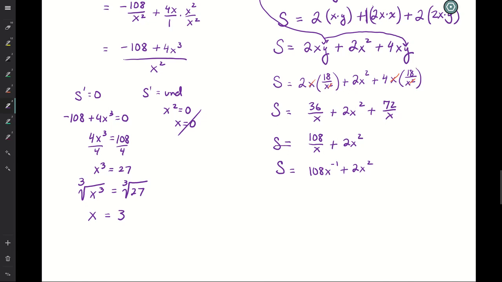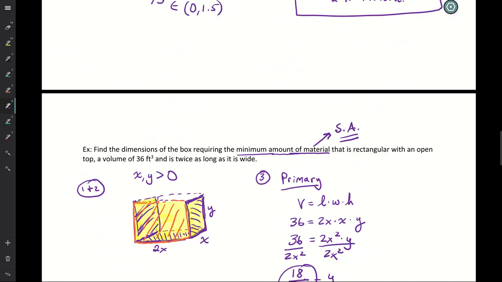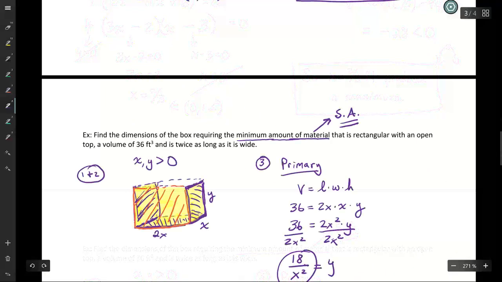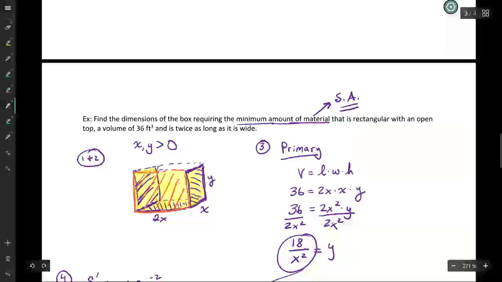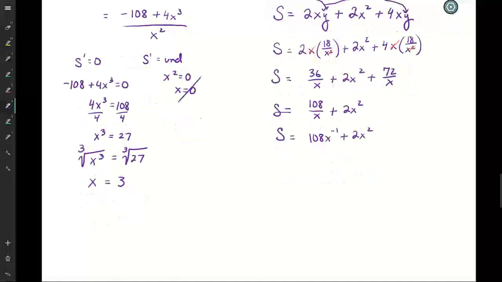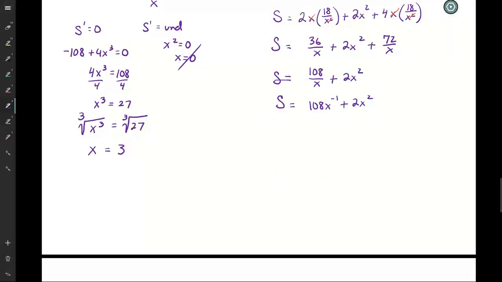We don't have to worry about endpoints because this is not a closed interval type problem. We said that our x's and y's both had to be bigger than 0. So if there's going to be an answer, it's going to be x is 3, but we have to make sure to verify that by using the second derivative. All right, so I'm going to put over here, step number 5 is out because it's not a closed interval, but this will be step number 6.